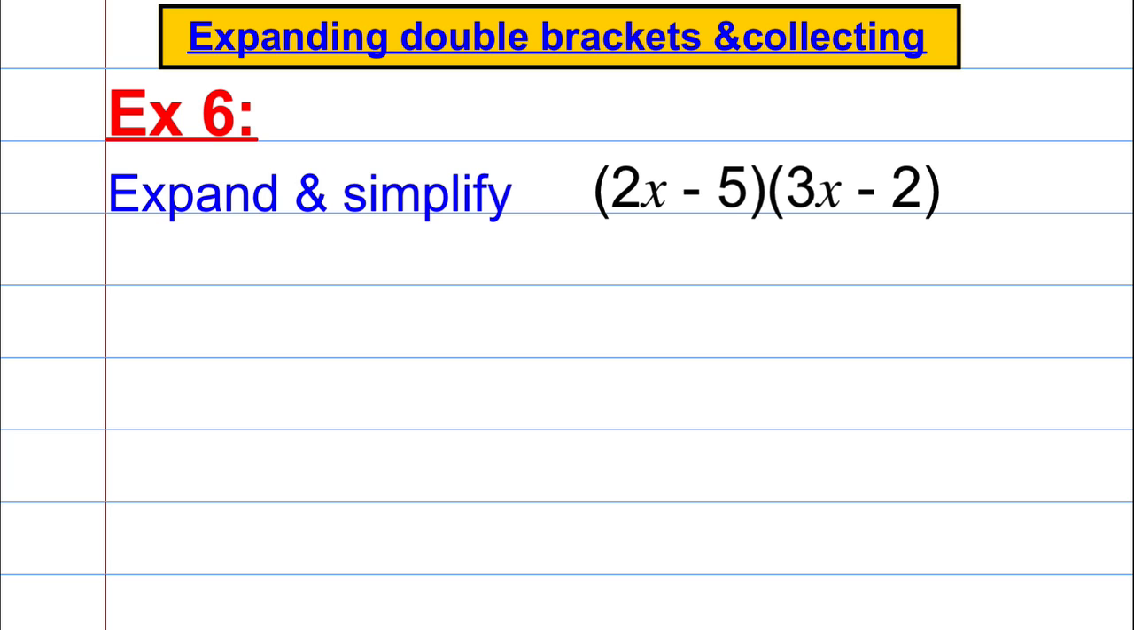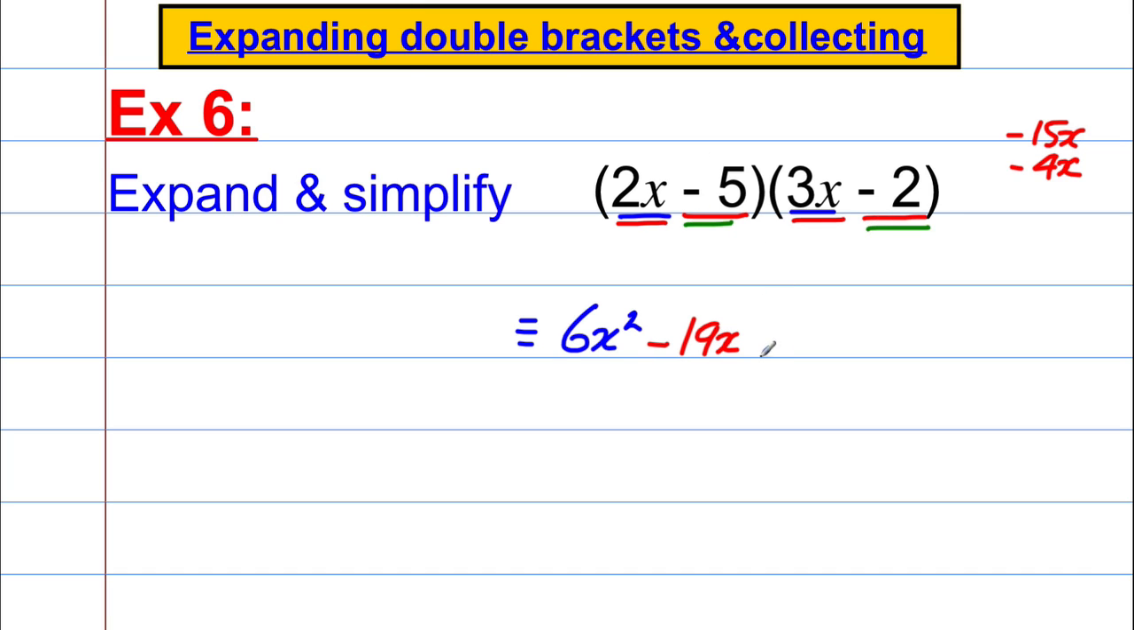Okay, next one. So this time again, 2x multiplied by 3x is 6x squared. Negative 5 multiplied by 3x is negative 15x, and 2x multiplied by negative 2 is negative 4x, so I get negative 19x, and negative 5 multiplied by negative 2 is positive 10.